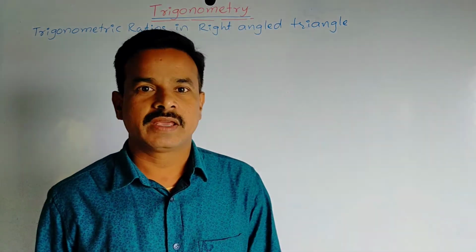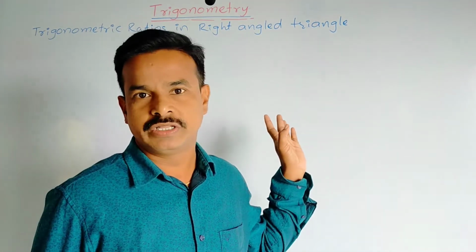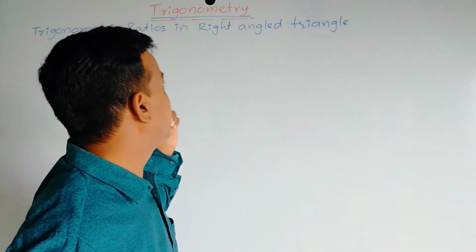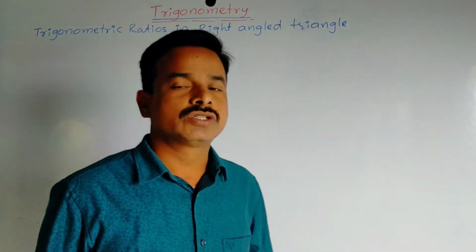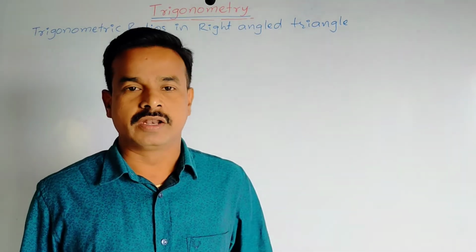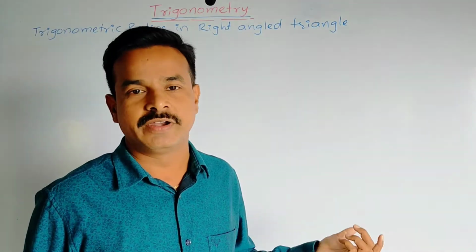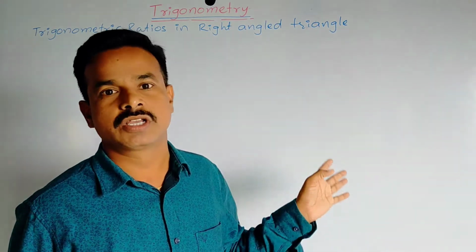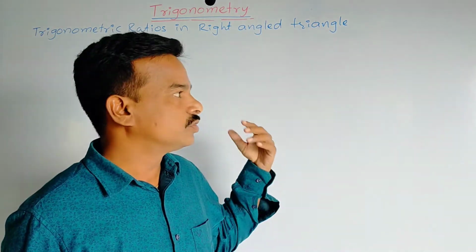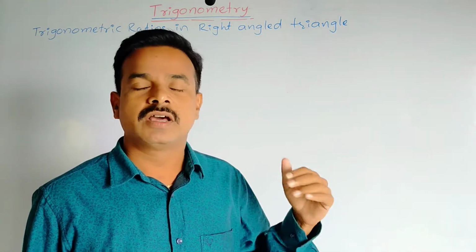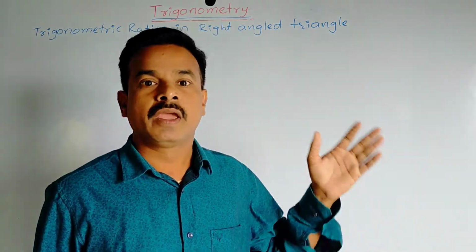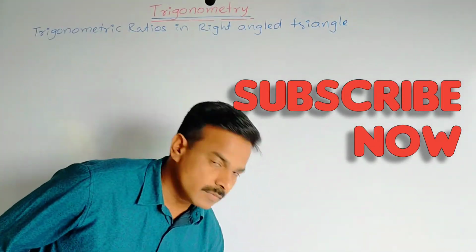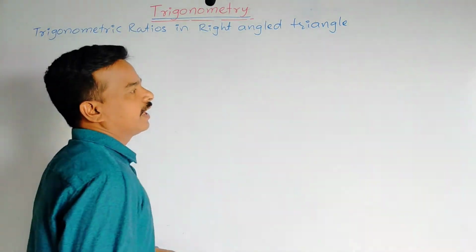And today's topic is trigonometry, and we continue in this video trigonometry. The subtitle is trigonometric ratios in a right angle triangle. Already we learned in the previous video the six trigonometric ratios, and today we have to learn these six ratios in a right angle triangle. How can we find them in a right angle triangle?